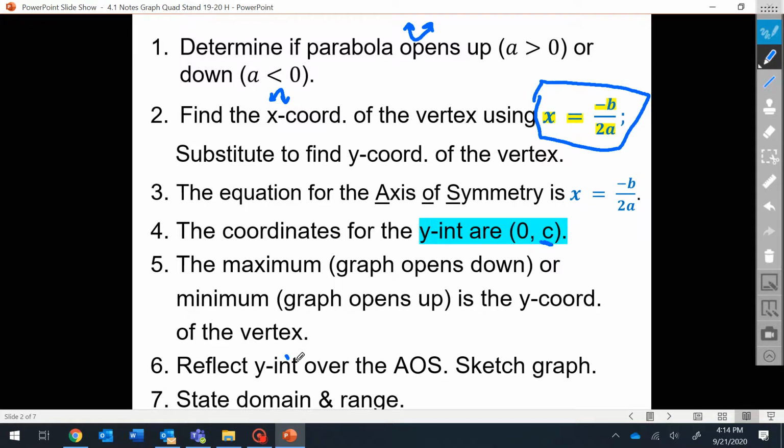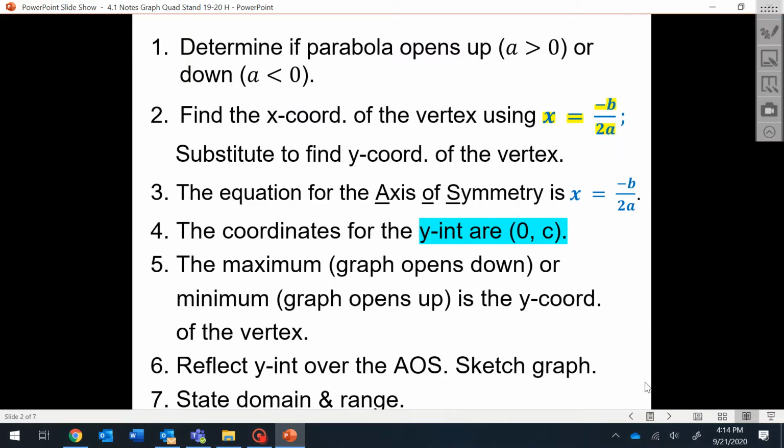You will reflect the y-intercept over the axis of symmetry to get a point on the other side of the axis of symmetry. And then you'll sketch your graph. You'll have a vertex, a y-intercept, and a reflected point on the other side from the y-intercept. And then you state your domain and range. We'll look at that in just a second.